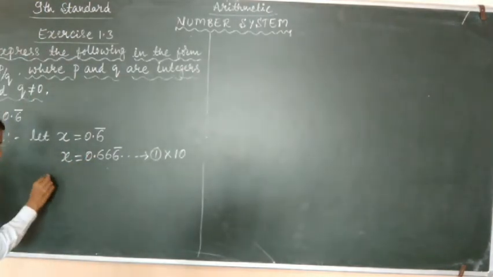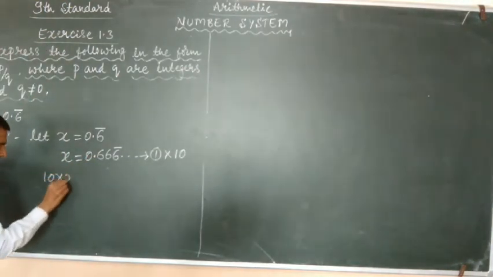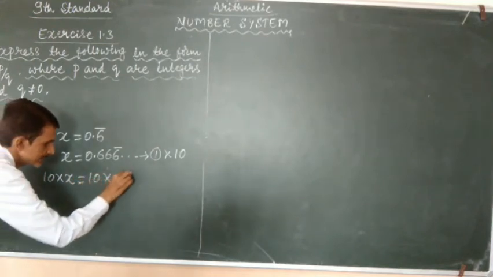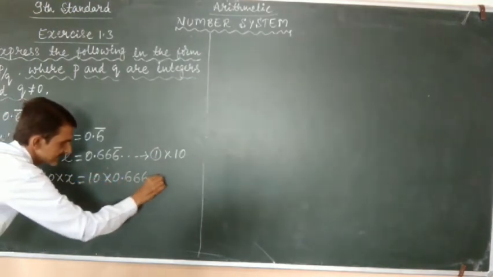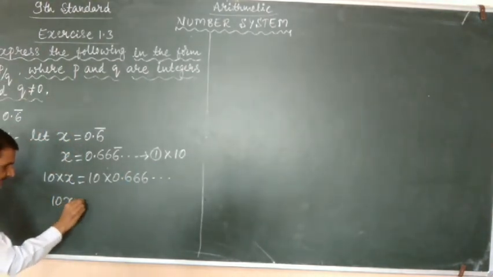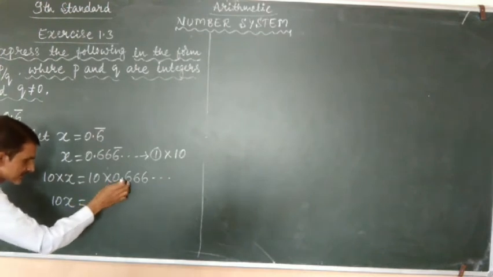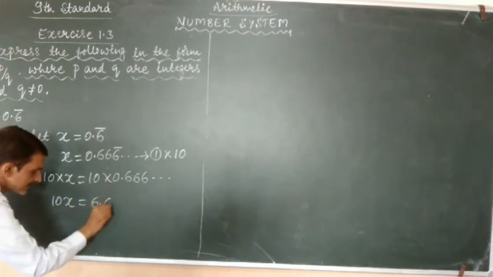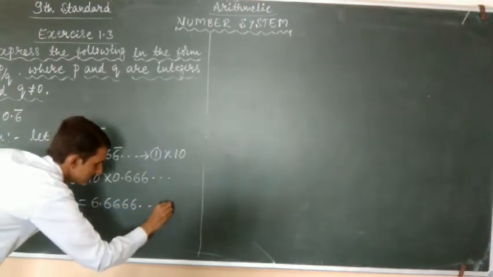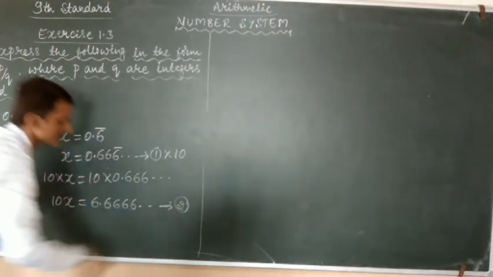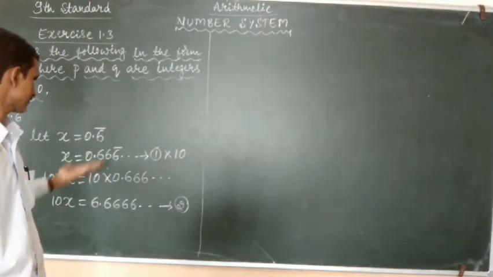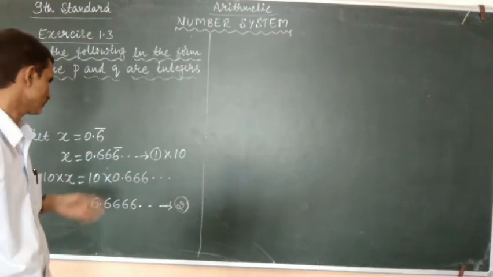We will get 10 into x equals 10 into 0.666, etc. So it will become 10x equals 6.666, etc. Call this equation number 2. Now subtract equation number 1 from equation 2.